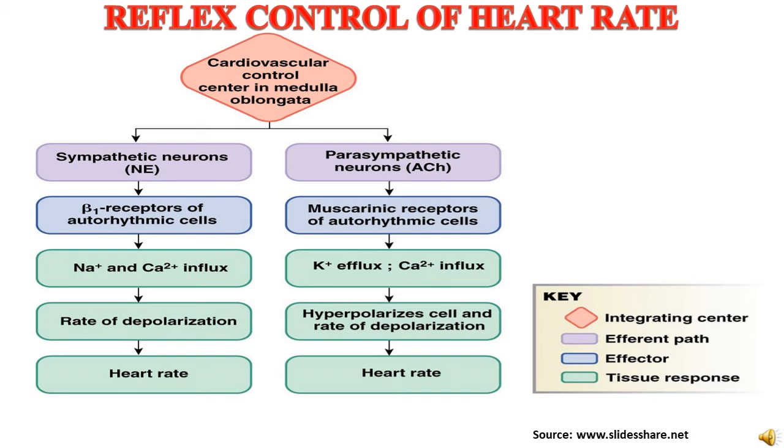In the key we can see that the square or kite part of the diagram is the integrating center, and the purplish figures represent the efferent path. The bluish parts represent the effector and the greenish parts represent the response of the tissue. From this flowchart we can know the reflex control of the heart rate, how it is stimulated or affected by the sympathetic and the parasympathetic neurons.